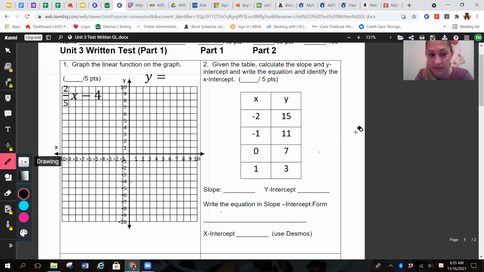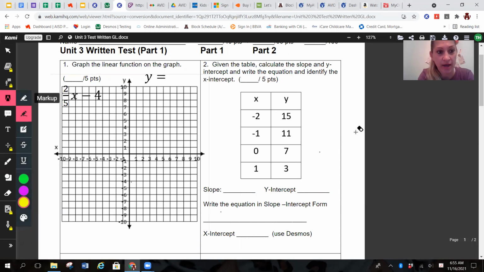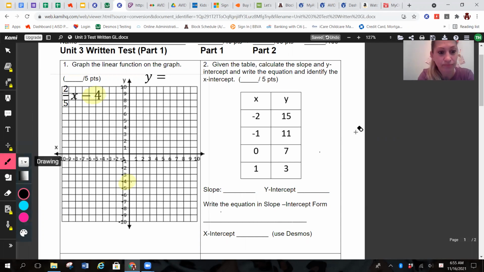Highlight exactly what I tell you to highlight, and just do what I do so that when you're doing it on your version 2, it's going to look like I'm modeling in version 1, your original test. Okay? So on number 1, I want you to take the highlighter and highlight the -4. My copy got messed up. -4 is our y-intercept, so highlight it in both places. Then you can go ahead and put your first point on the y-intercept.